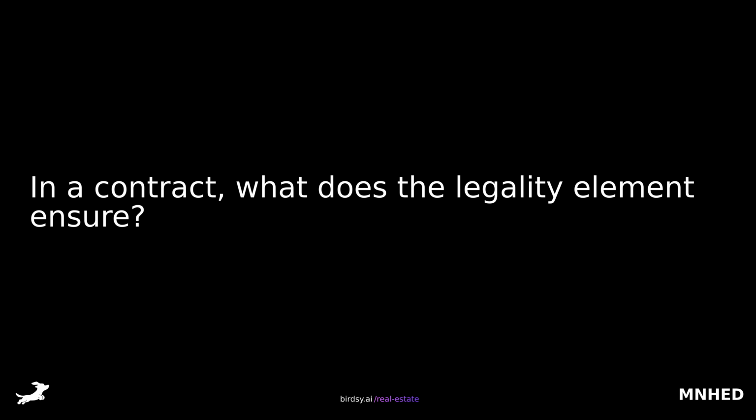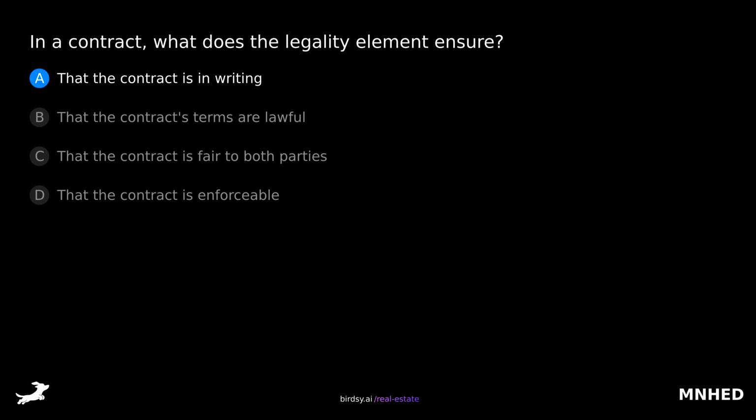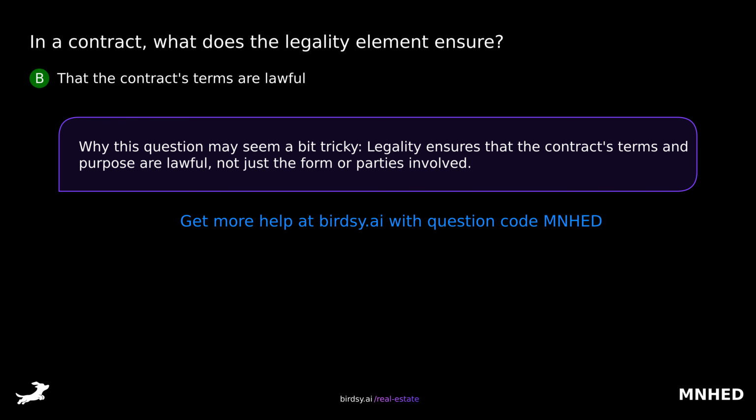In a contract, what does the legality element ensure? Is it A, that the contract is in writing, B, that the contract's terms are lawful, C, that the contract is fair to both parties, or D, that the contract is enforceable? The answer is B, that the contract's terms are lawful. Why this question may seem a bit tricky, legality ensures that the contract's terms and purpose are lawful, not just the form or parties involved.